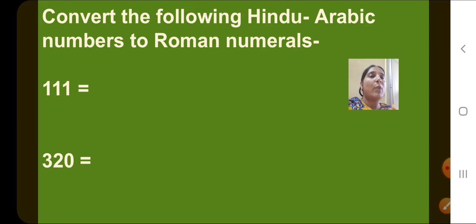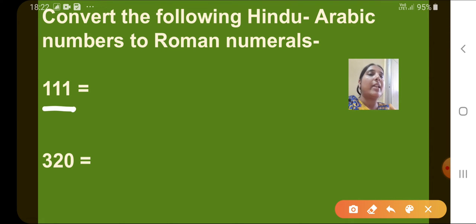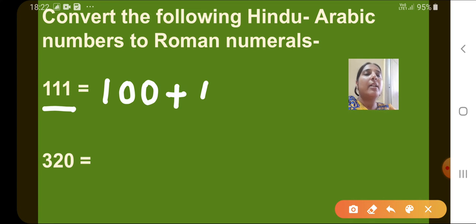The question is: convert the following Hindu-Arabic numbers to Roman numerals. So what is the number being given here? It's 111 and you have to convert it to Roman numeral. First we'll write the expanded form of 111. Can you tell me how we can write the expanded form? Yes, first we will write 100 plus 10 plus 1.